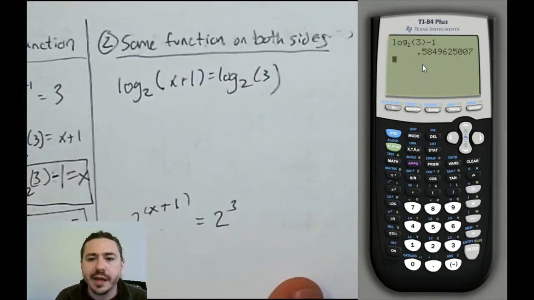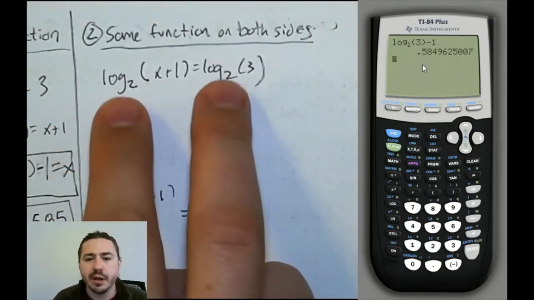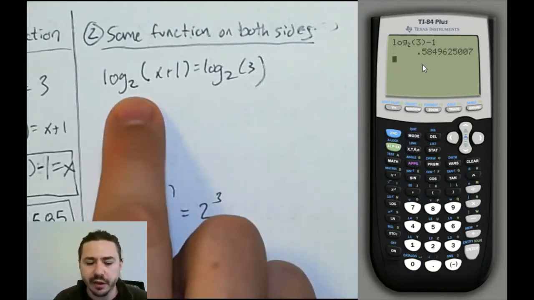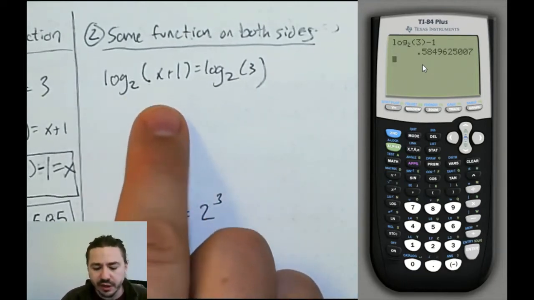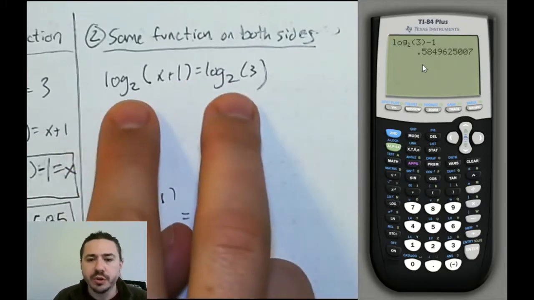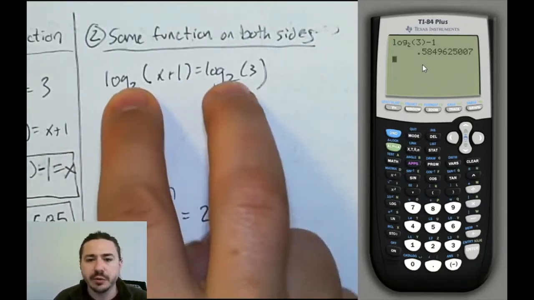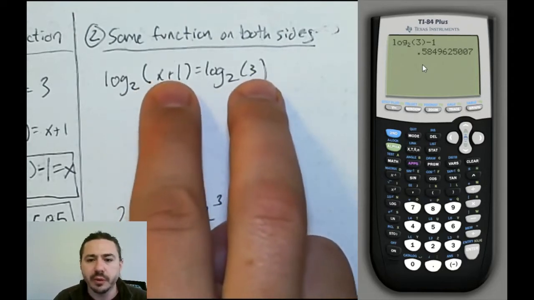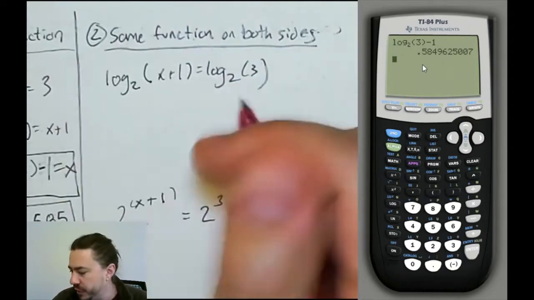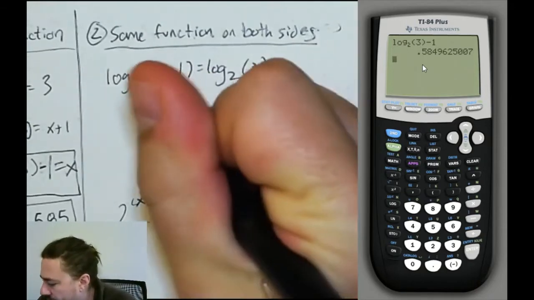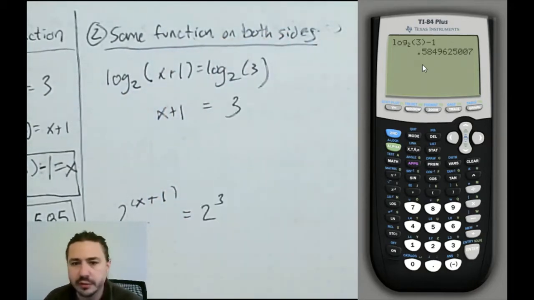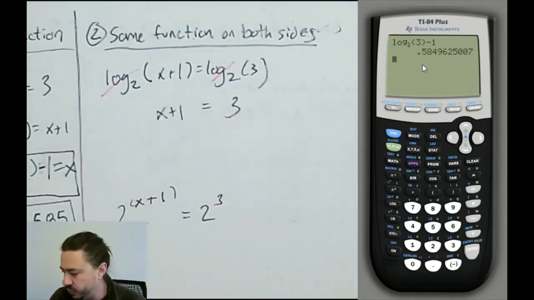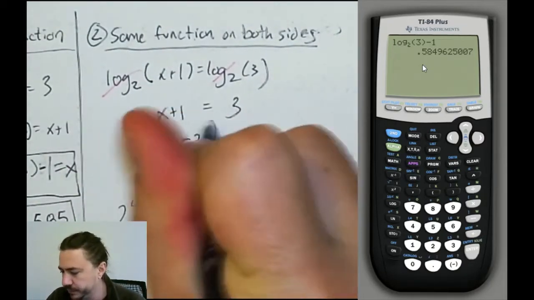Now, let's take a look and see what happens if you have the same logarithm on both sides. This is actually a little bit easier because you don't have to rewrite anything. We're going to use the one-to-one property, which says if you have two logarithms with the same base that are equal, then the arguments must also be equal. So we can just jump straight to x plus 1 equals 3, get rid of both of these logs, and then solve. Subtract 1 on both sides, we get x equals 2.